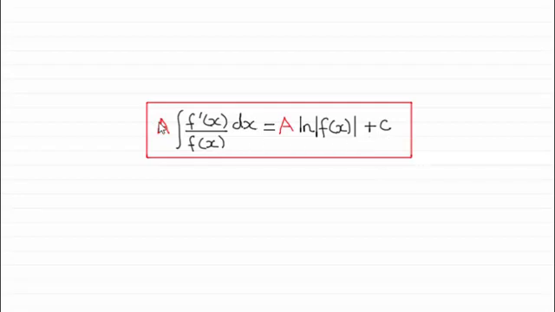And also I showed you that if you had a constant a, say, out the front of the integral, then that constant a was multiplied with the natural log of the mod of f of x. So if you're unsure of this particular result, do go back and check that previous video.